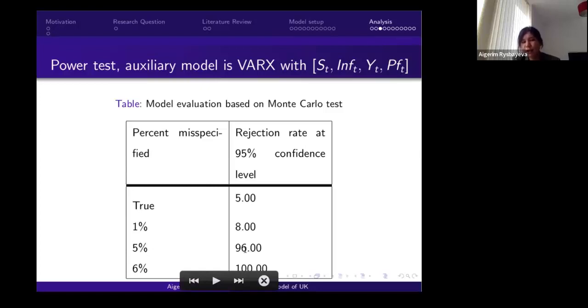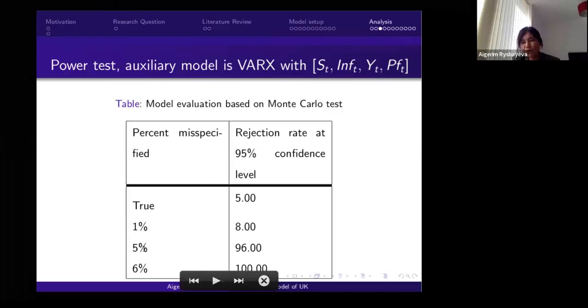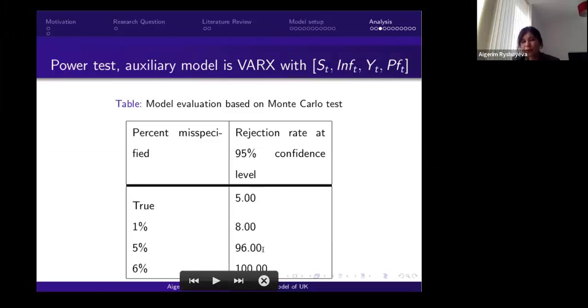So you see the indirect inference test is quite powerful, because when I falsify my parameters by just 5%, the model is rejected with a confidence level of 96%. That's how powerful the indirect inference methodology is. It takes a lot of time to estimate the model, but it's quite worth the time.